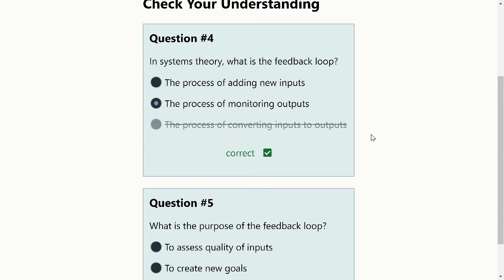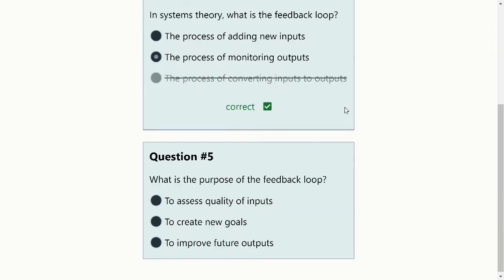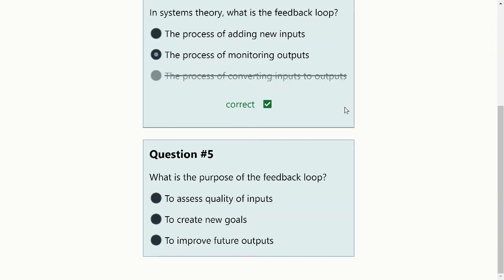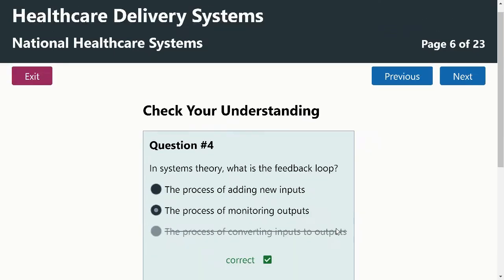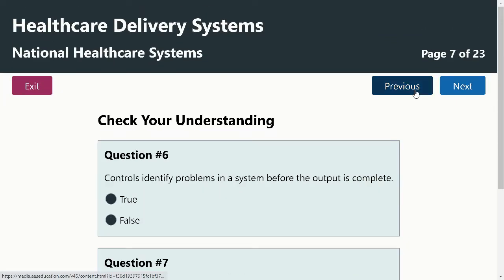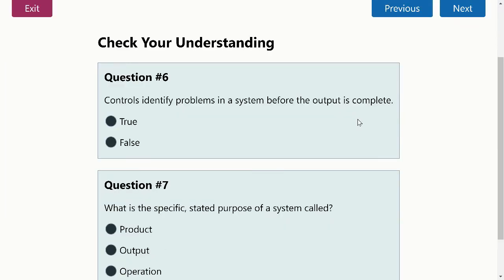So you're getting feedback, you're monitoring something, so you're monitoring what comes out of it. What is the purpose of the feedback loop? Alright. Controls identify problems in a system before the output is complete. Is that true or false? True.